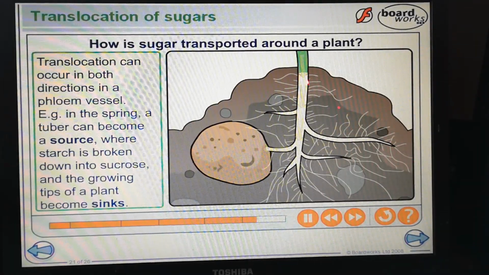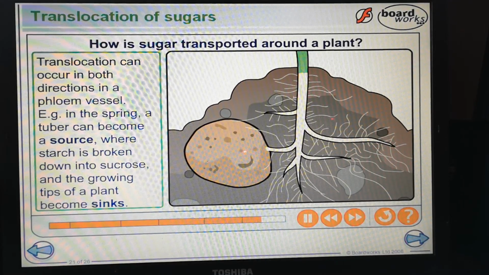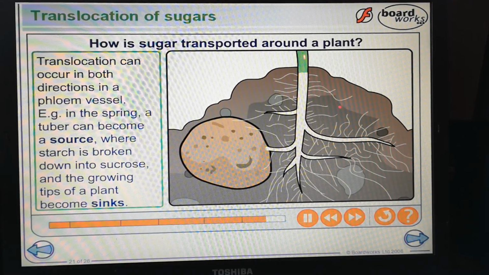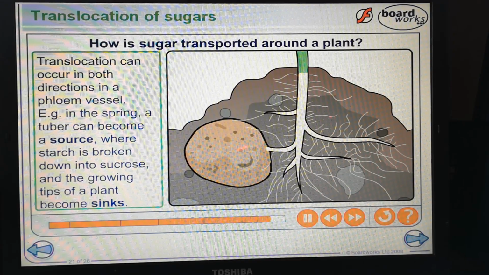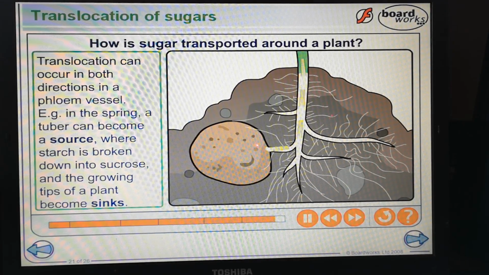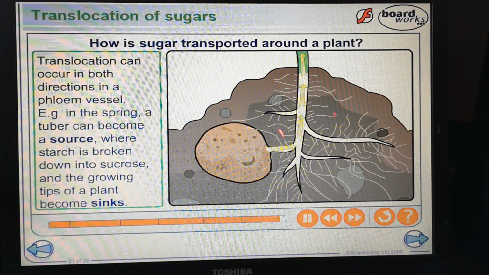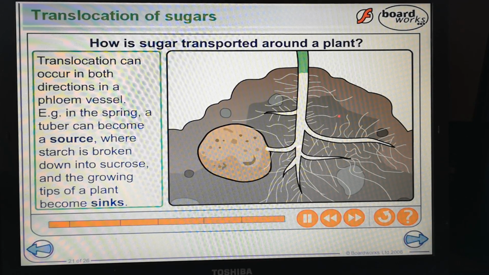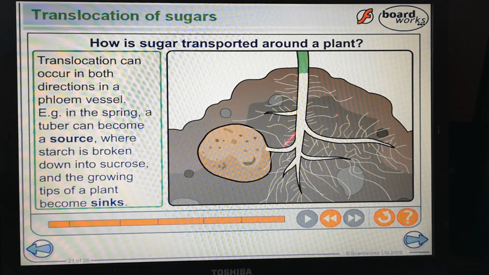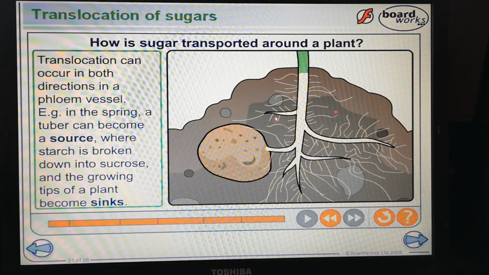Remember, it's bidirectional. So this is what would be happening in the summer. You can see that it's moving from the leaves, which is our source, into the sink. And then in the winter, when there's no leaves, this will actually now be our source, and sugars can be sent to the rest of the plant. Very useful in the spring when you need a lot of sugar for the new growing regions. So there we are. Translocation. Done.